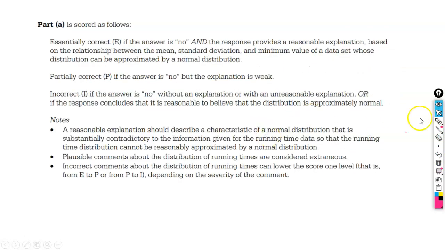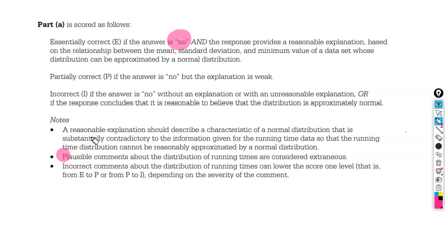So here's how you'd score it. Sorry if you're using your phone. It's an E, essentially correct, if the answer is no and you provide a reasonable explanation. So you could have done that by talking about how it's not plausible, that there has to be some high numbers like 5.5s and such. You could have done the 9.2% thing. You could have just talked about how many standard deviations it was below, and the min doesn't work.